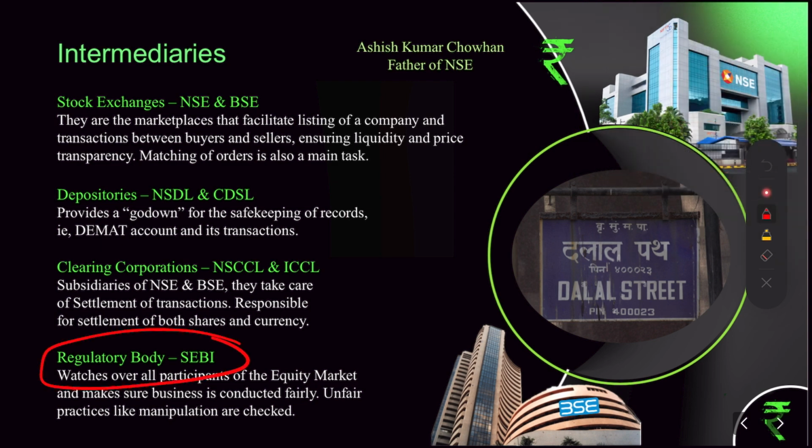And the other body is SEBI, which stands for Securities and Exchange Board of India. As we saw, they are the policemen of the stock market. They take up the rules and regulations, or the law and order, of the stock market. They watch over all the participants and make sure that business is conducted fairly.